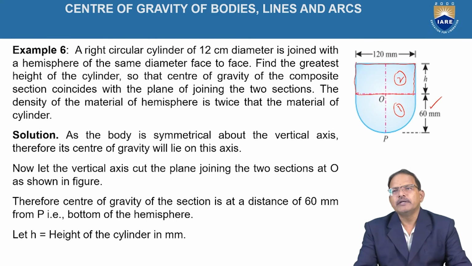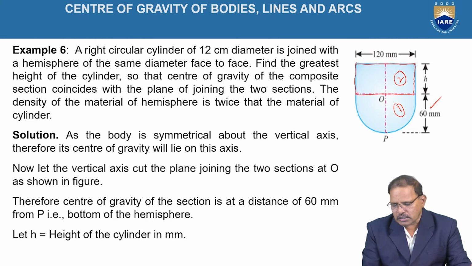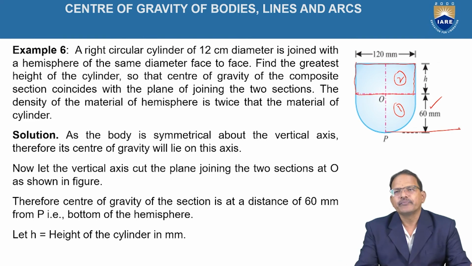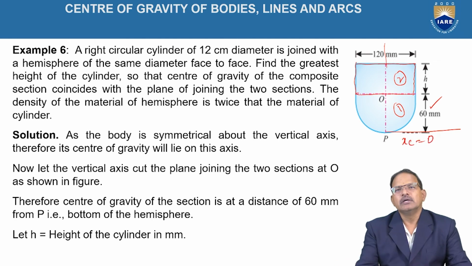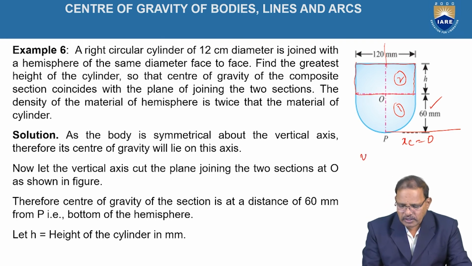Since the object is symmetrical about the vertical line, this vertical line is represented as the vertical reference line, and the horizontal reference line is passing through point P. Hence, the x coordinate of the centroid is equal to 0, since it lies on the symmetrical line, that is, on the y-axis. So in this problem it is not required to determine the x value. Now, the second one, ȳ, is required.